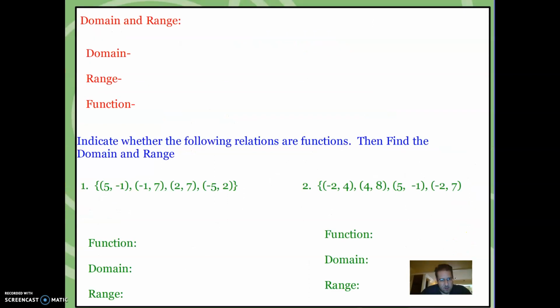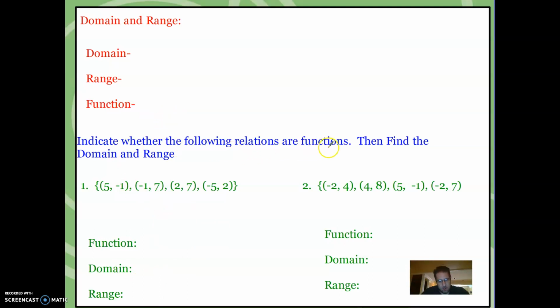All right, so taking a look at this video. We first start off with basic reminders of what these things are. Domain is the list of all the possible x values. Range is the list of all the possible y values. A function is when every input has exactly one output. So inputs cannot repeat, which we'll talk about down here.